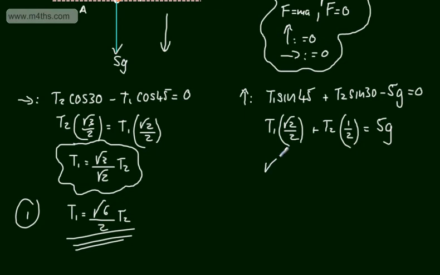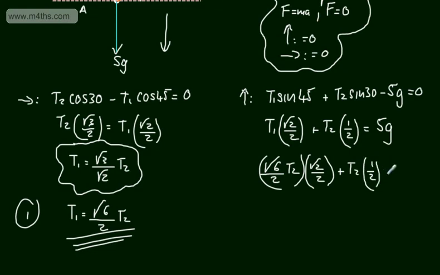So I've got now root 6 over 2 T2, and I'm going to multiply that by root 2 over 2, and then I'm going to add to that T2 multiplied by 1/2, and that's going to be equal to 5g. Okay, let's just tidy this up. That's going to give me root 12 over 4.